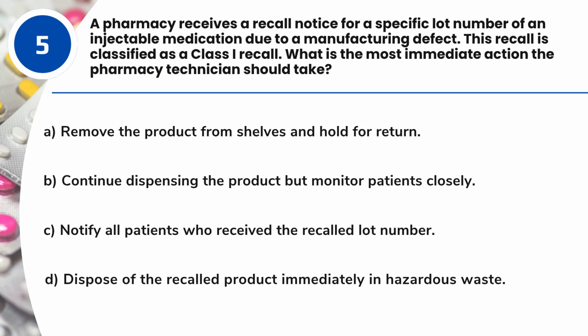Question 5. A pharmacy receives a recall notice for a specific lot number of an injectable medication due to a manufacturing defect. This recall is classified as a Class 1 recall. What is the most immediate action the pharmacy technician should take? A. Remove the product from shelves and hold for return. B. Continue dispensing the product but monitor patients closely. C. Notify all patients who received the recalled lot number. D. Dispose of the recalled product immediately in hazardous waste.